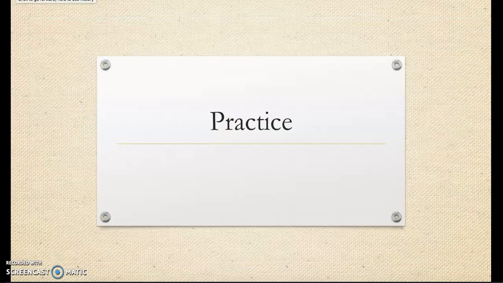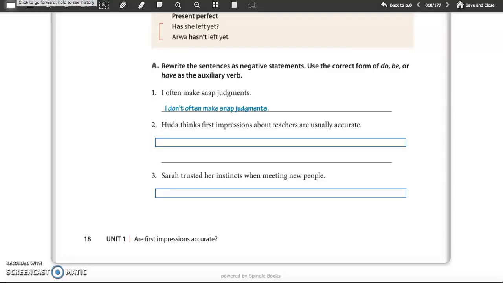To practice this a little bit, let's look at 2 exercises in your book. Here we have exercise A on page 18 of your book. Here you have a sentence in the affirmative, but you need to make it negative. For example, I often make snap judgments. To make this negative, we add the word don't, which is an auxiliary verb. We say, I don't often make snap judgments.